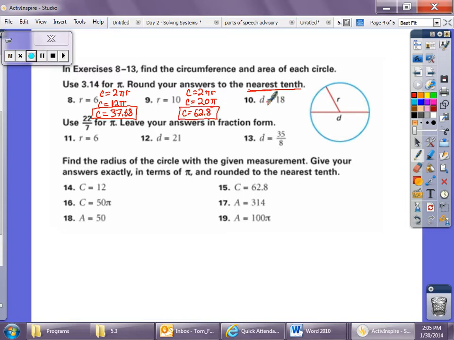And number 10, we know that the diameter is 18, which means our radius is 9. So we have circumference is 2 pi r. Circumference is 2 pi times 9, so it's 18 pi, which we multiply by 3.14. So 18 times 3.14 gives a circumference of 56.5.